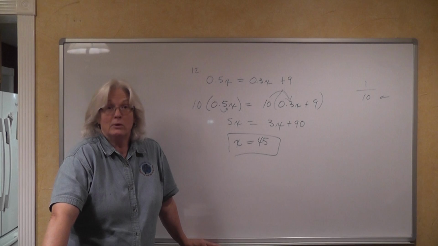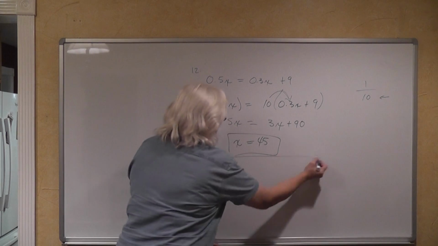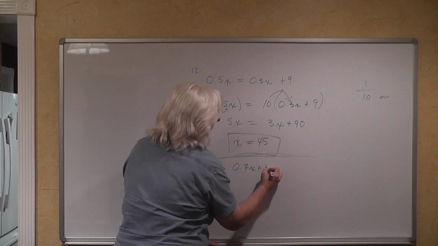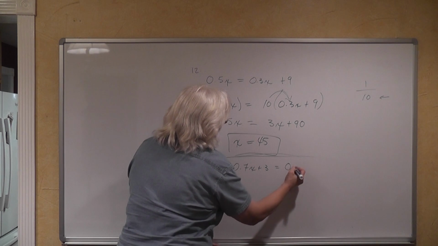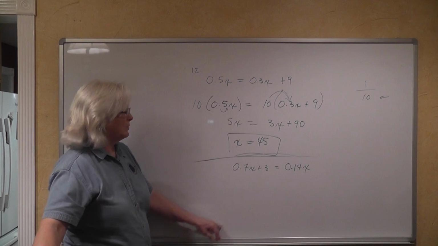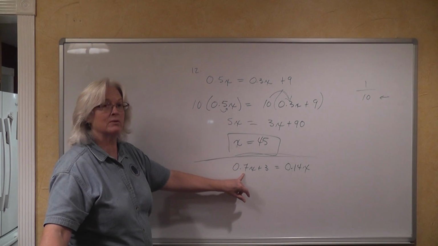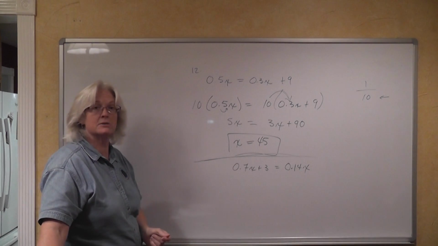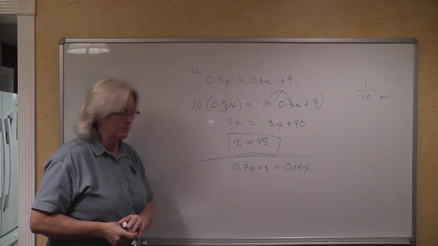So that's all you have to do when you're dealing with decimal numbers. What if we had an equation that looked like this? 0.7x plus 3 is equal to 0.14x. We have two different decimal numbers, but what do we have? We have 7/10. We have 14/100. Multiply both sides by the common denominator of 100, and that's how you would deal with this problem.